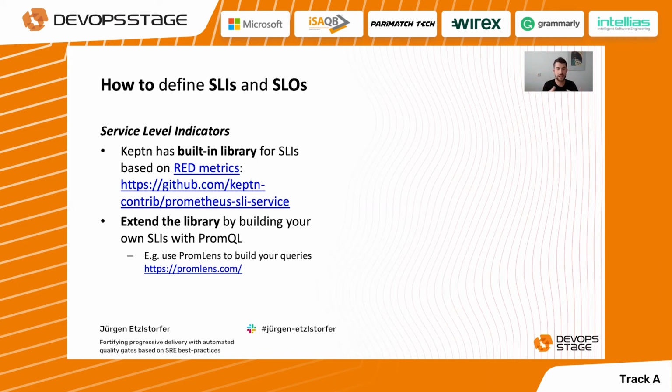If you're writing these SLIs, I've recently stumbled upon a tool called PromLens. It's a helper tool that helps you build your queries. It's open sourced. I think there's also a commercial version, but make sure also to check this out to write your PromQL and also to validate the PromQL if it's actually correct.